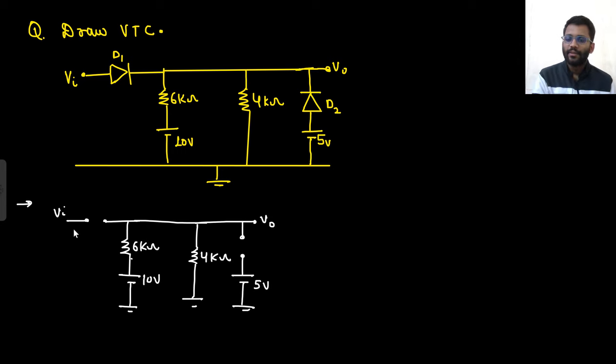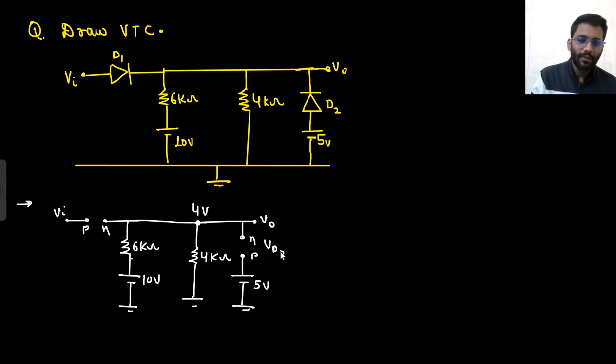This is V0. This is Vin. This is P, this is N. This is N and this is P. If these are open circuited, this is open circuited and this is open circuited, so only this is a closed loop. What will be the potential here? That will be 4 volt. The potential here will be 4 volt.